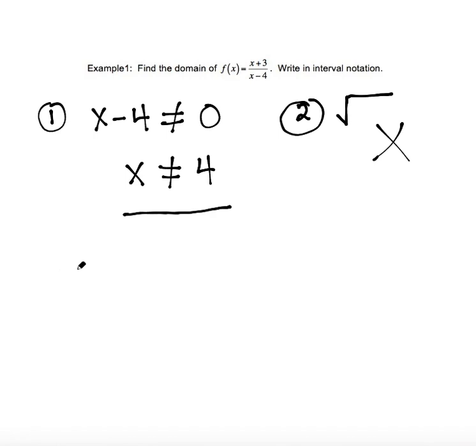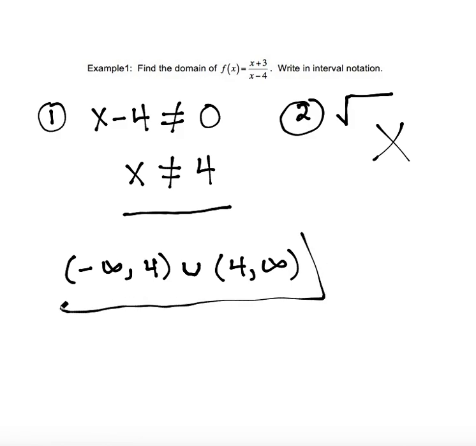So to write that in interval notation, I'm going to go from negative infinity to 4, and I'm going to use parentheses because I don't want it included. Union, I'm going to pick back up where I left off, 4 to positive infinity. And that is the domain of this rational function.